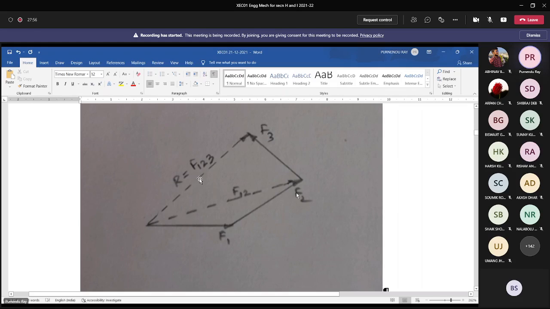Now suppose there is a force F4, where F4, when you draw here or represent graphically, starts from the end of F3, and by any chance it comes to overlap on the starting point of F1.